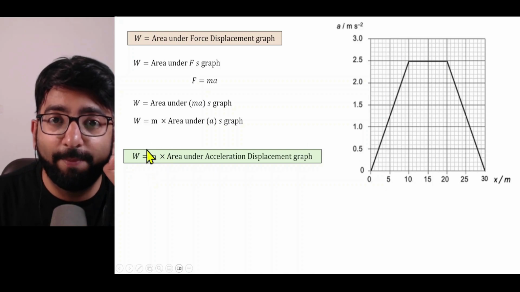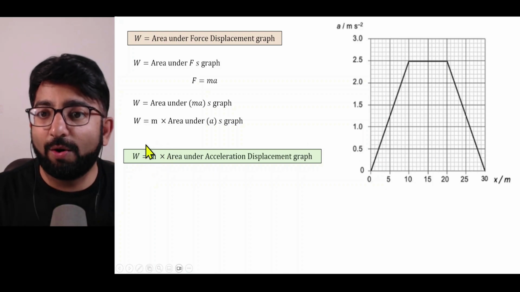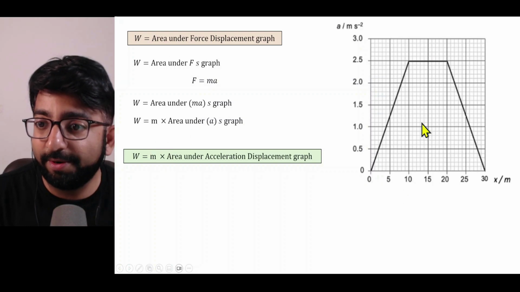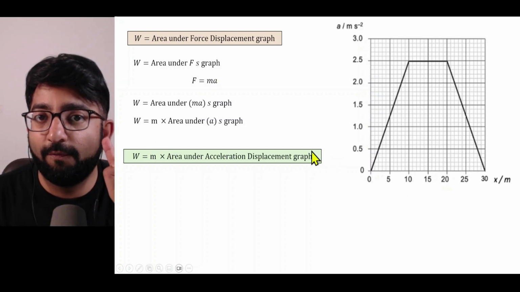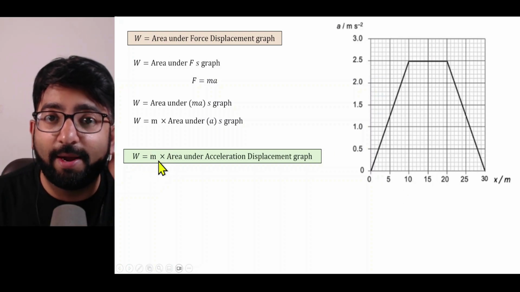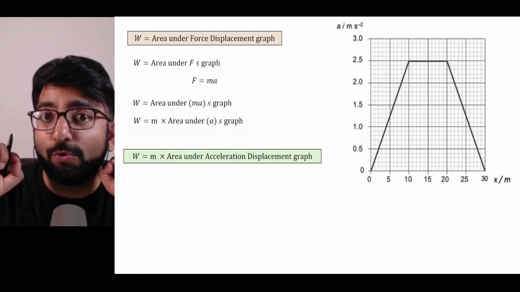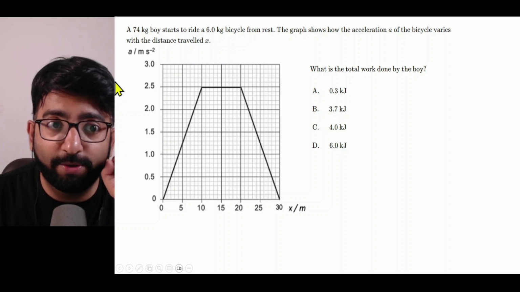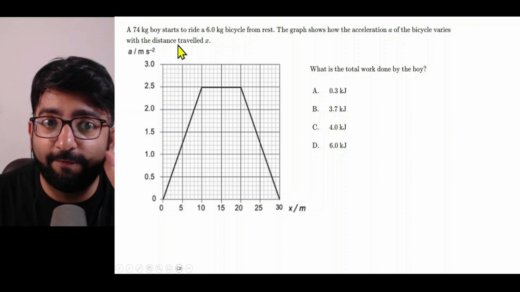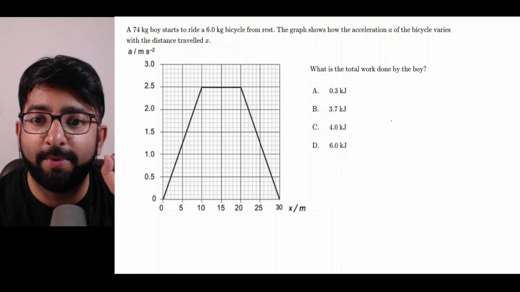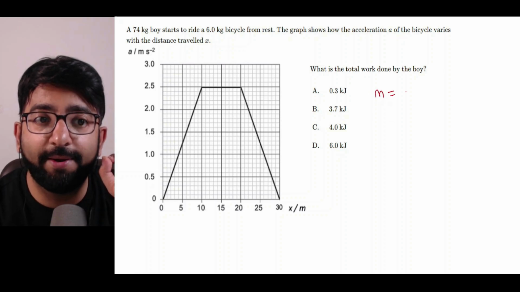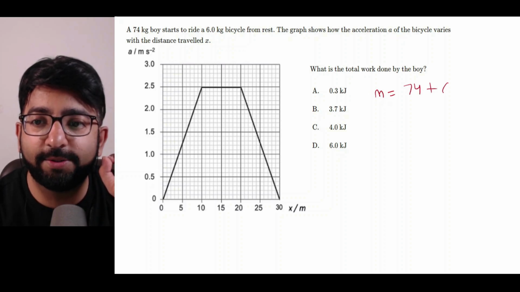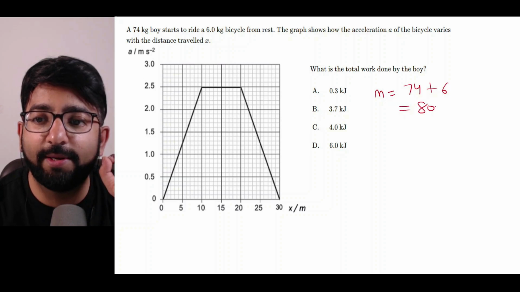So this is the expression which we need for the question. So work done will be mass. First we need to figure out the area under this acceleration displacement graph. That's step 1. And then we need to multiply that with m, where m will be the total mass. So going back to the question, let's see what is the total mass. The boy has a mass of 74, and the bicycle is 6 kilogram. So the total mass will be the addition of it. 74 plus 6 will give us 80 kilogram.